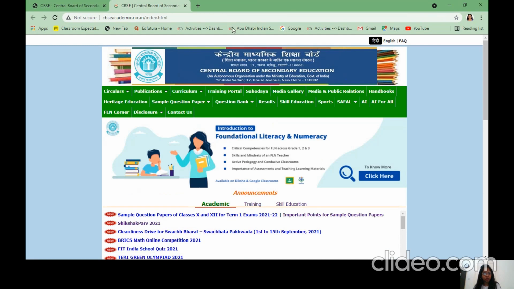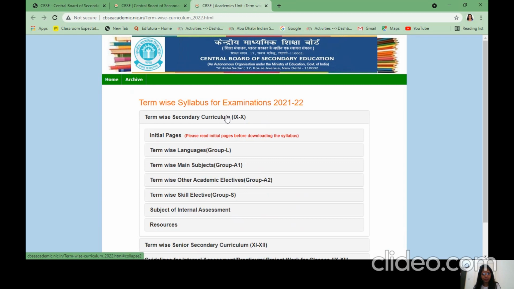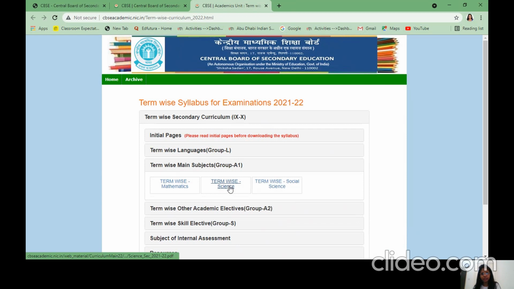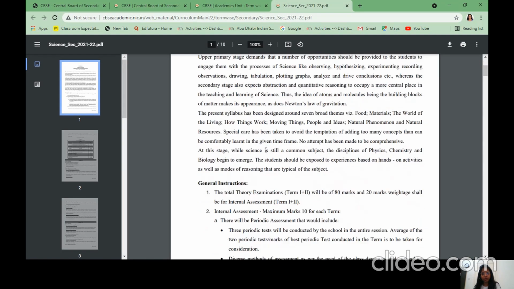So when I open it, I can see curriculum. Here, term wise curriculum 21-22 is given. So let's click it. Now, term wise syllabus for examination 21-22. Here I'm going to click 9 and 10th. One drop down box has opened. There I'm going to click term wise main subject, science. Okay, curriculum is open.